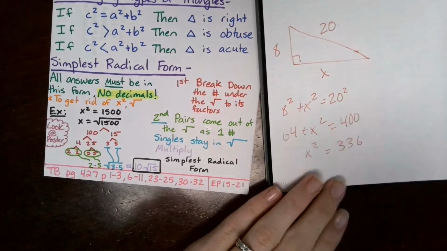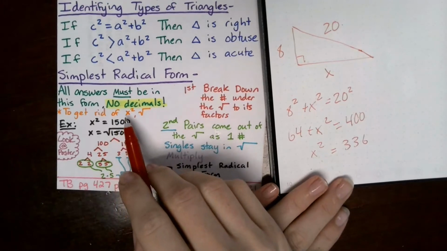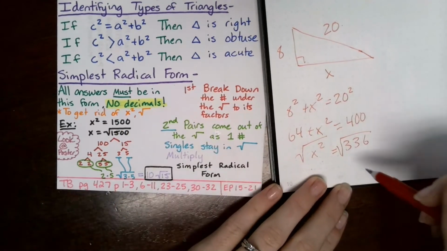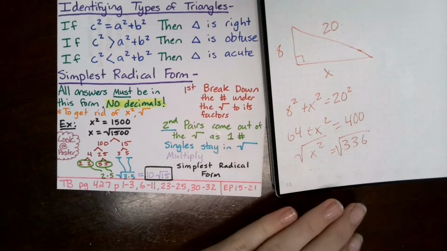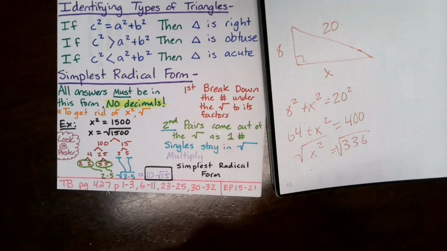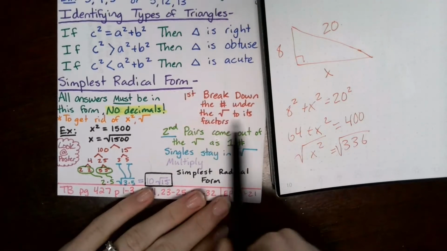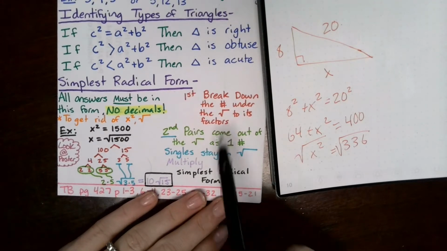Now remember, to get rid of x squared, we square root. So we square root both sides. Now here's the difference. We can't just type this in our calculator anymore. I will not accept decimal answers. So here's what we do. First, we break down the number under the square root to its factors.